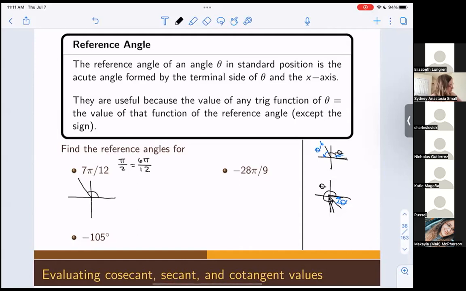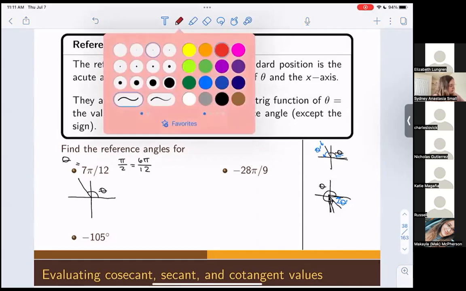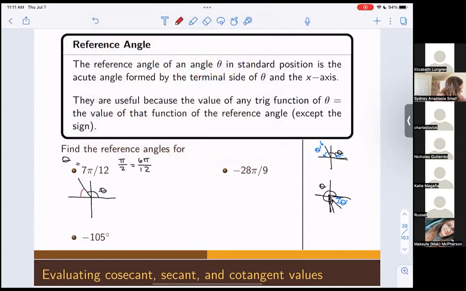We know that our theta, our 7 pi 12ths, is somewhere in quadrant 2. So visually, what does this mean? This means that our reference angle is whatever the value of this guy is right here. So how would we solve for this? Well, notice that theta and theta prime are supplementary.